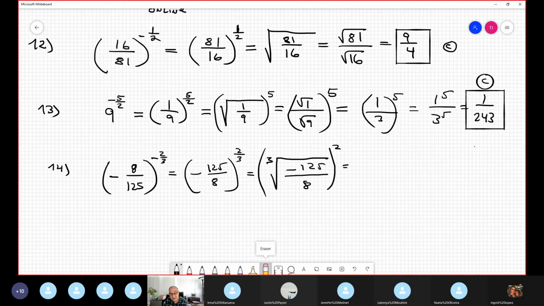You can raise to the second power inside, but I prefer outside. I prefer to take the root. Why? Because when you take a root, the number is decreasing. It's easier to manipulate.